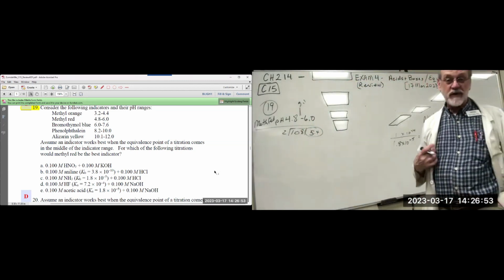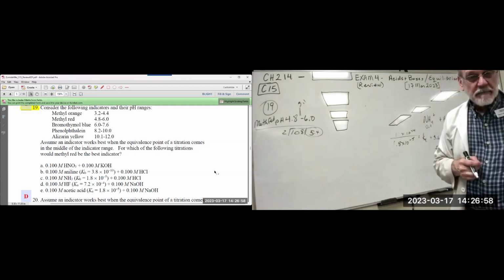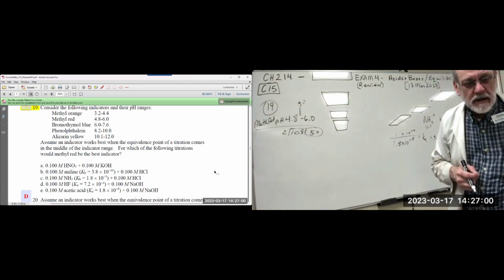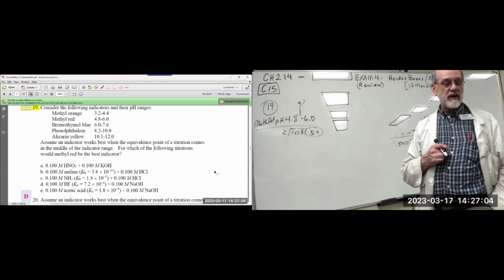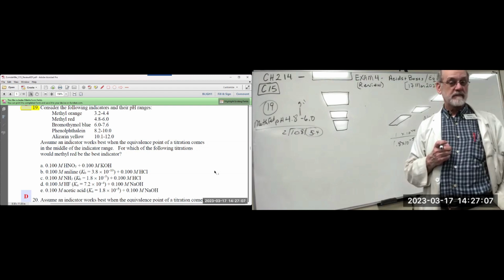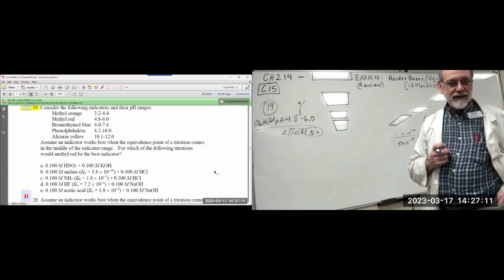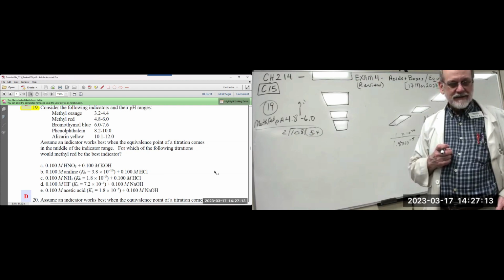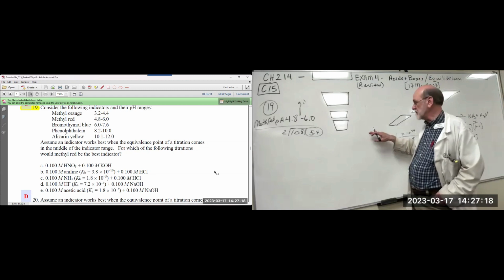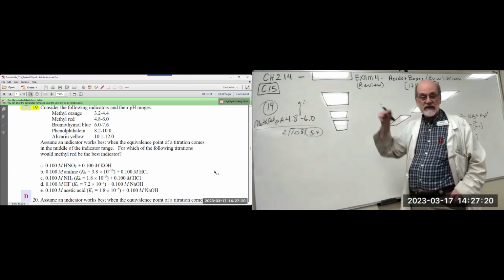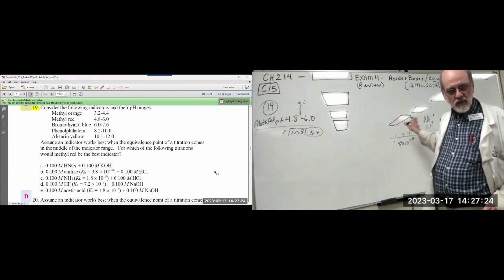Right, that takes some time to work out. A couldn't possibly be it, because strong acid and strong base are going to have an endpoint at 7. Aniline, we already threw that one out because its endpoint is going to be very high. It's not going to be acidic. And we did the ammonia calculation already.